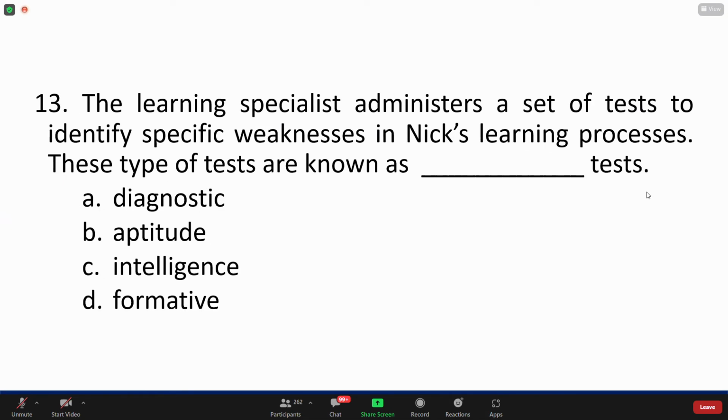Volunteer for number 13. If you want to answer, just click the raise hand button. There, Angel Joyce Berdin. Miss Berdin, read and answer. Good afternoon, po. Good afternoon.